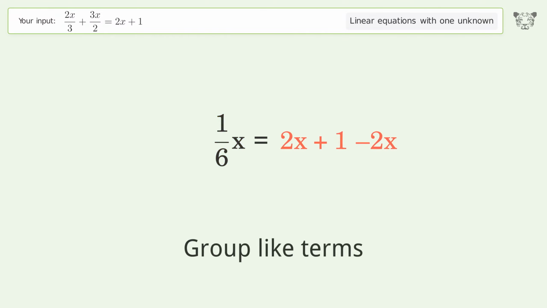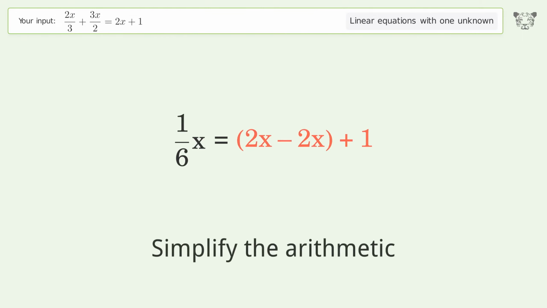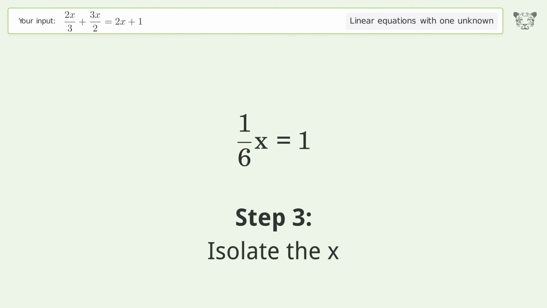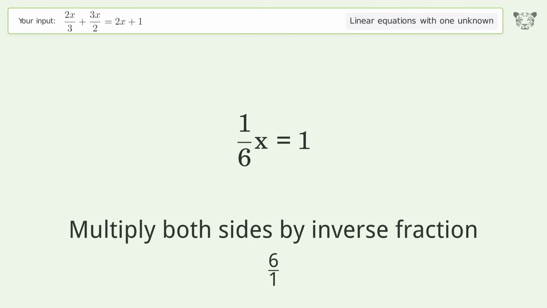Group like terms. Simplify the arithmetic. Isolate the x. Multiply both sides by inverse fraction 6/1.